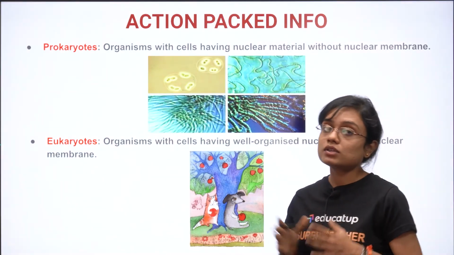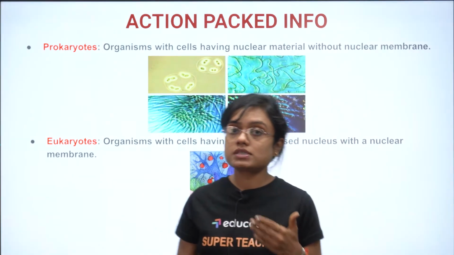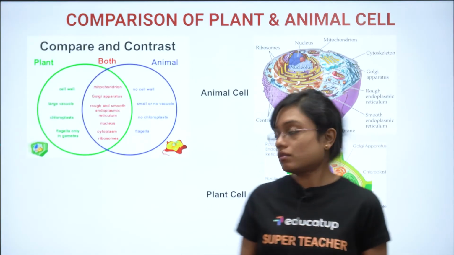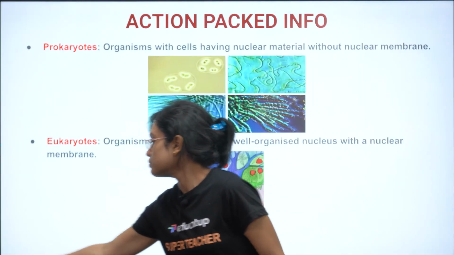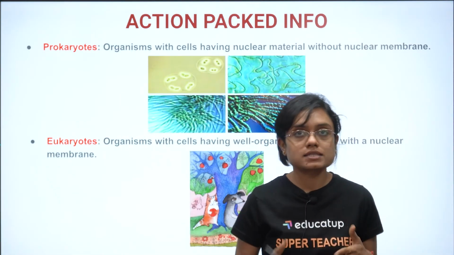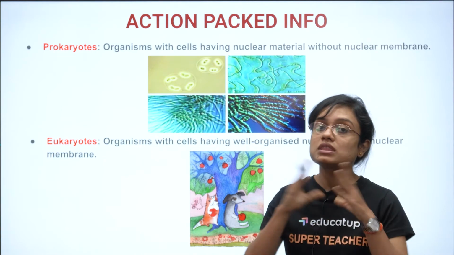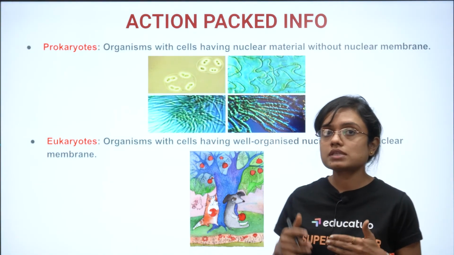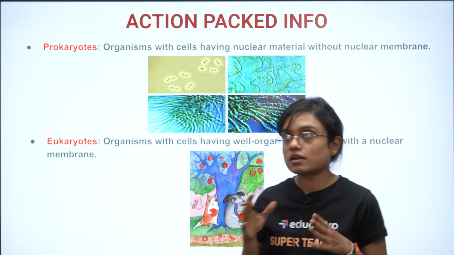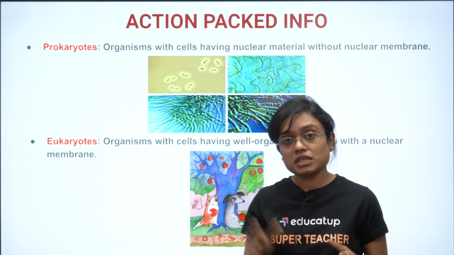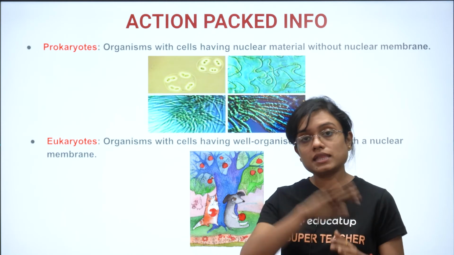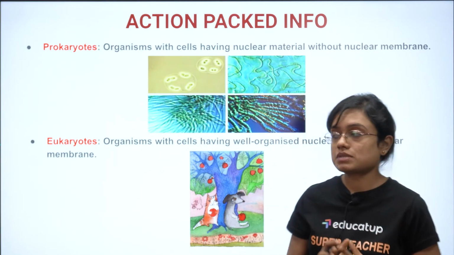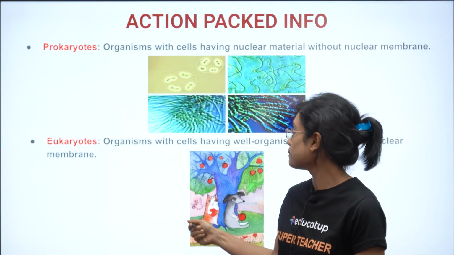Action-packed info, guys. There are two types of organisms, prokaryotes and eukaryotes. Prokaryotes are those organisms which are having nuclear material without nuclear membrane. यानी कोई nuclear membrane नहीं है. Eukaryotes are the organisms which are having cells with predefined nucleus and nuclear membrane. Nucleus अलग है, nuclear membrane है properly. So predefined nucleus, predefined cells are present in eukaryotes.